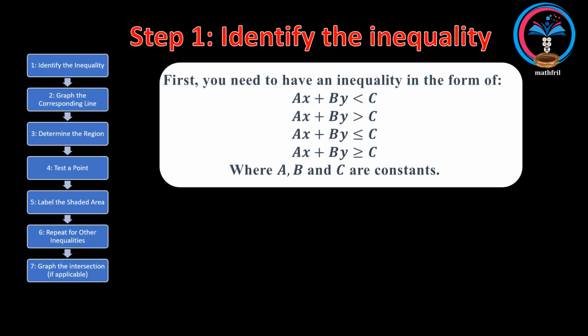And step number 1, identify the inequality. There are 4 cases that you can see that this is a linear inequality. Again, ax plus by less than c, ax plus by greater than c, ax plus by less than or equal to c, and ax plus by greater than or equal to c, where a, b, and c are constants.